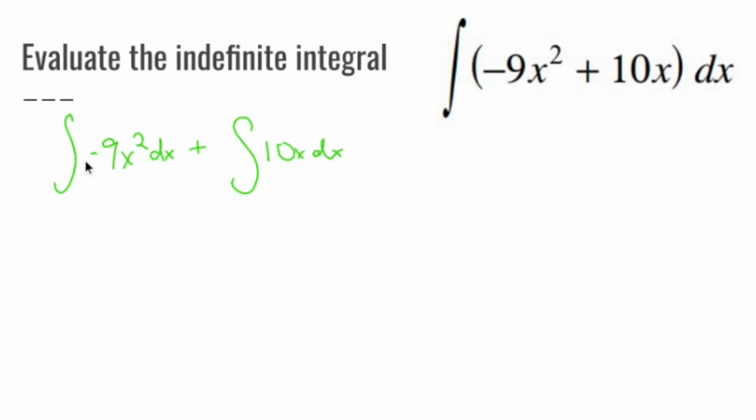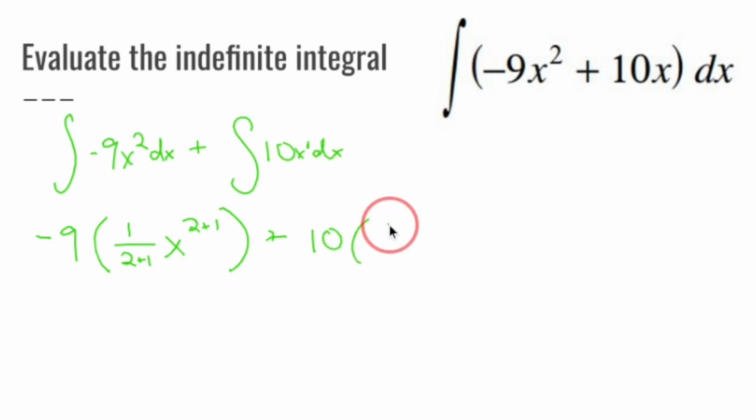But why not have some fun? If I were to use the power rule, what I do is I bring out a negative 9. I write out 1 over the exponent plus 1, x to the exponent plus 1. Normally I would put a plus c here, but I'm going to save that for the very end because I have another indefinite integral. So I have a 10. I have an invisible 1 for my exponent, so why don't I just put that there? So 1 over your exponent plus 1, x to your exponent plus 1. Now I'll drop that plus c.